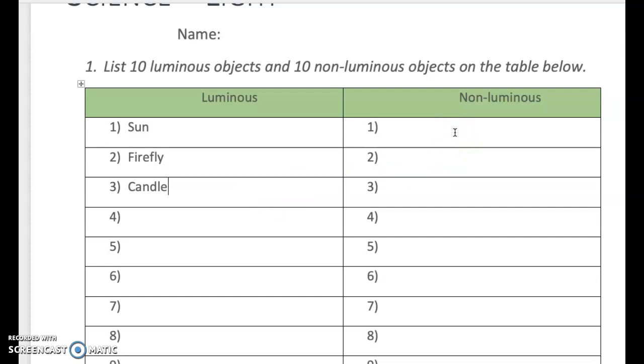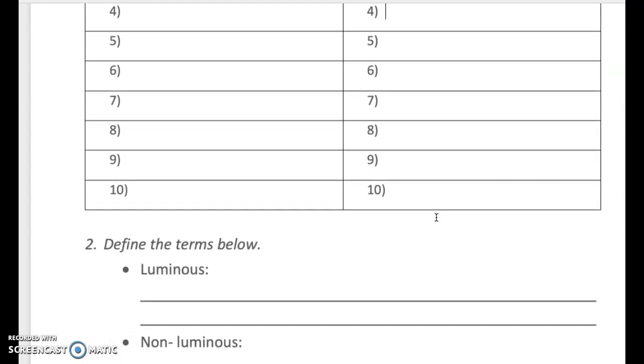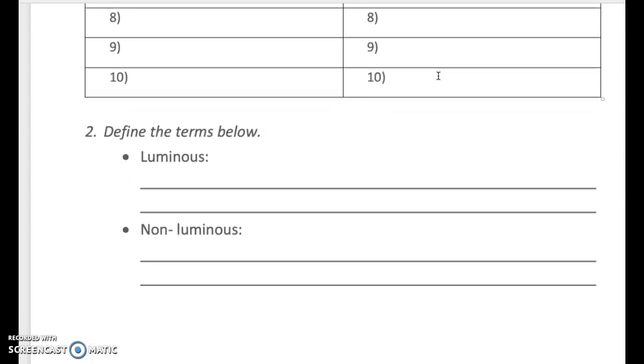What about non-luminous objects? Eraser, chopstick, and blanket. I have a spelling mistake here. Okay. Now let's move on to the bottom section. So once you're done completing all 10 objects per table, I want you to go down and then write down the definition for each term.